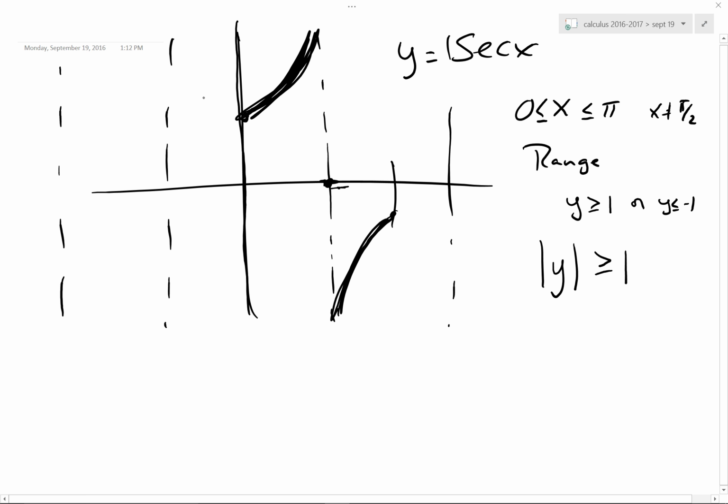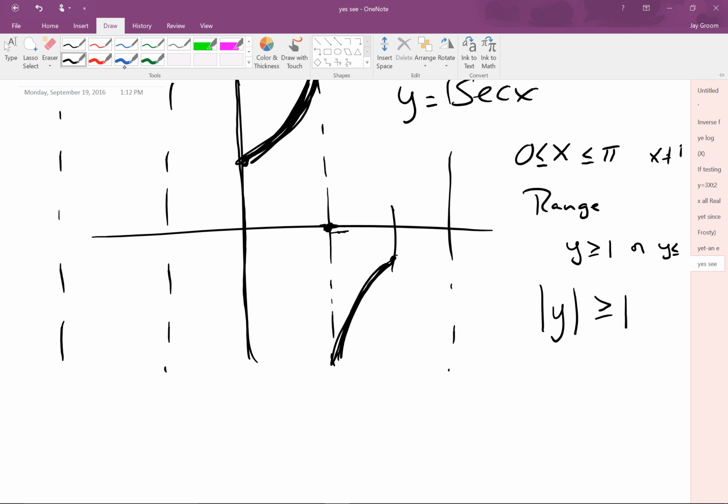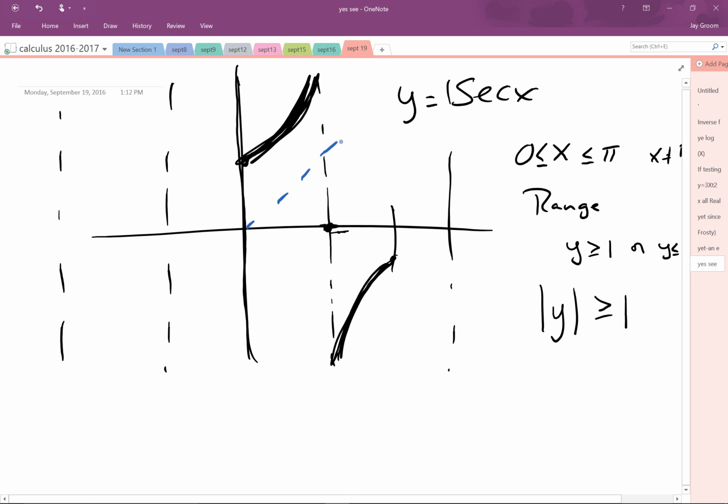What would the inverse of this look like? Let's draw it. I feel like this is pi comma negative 1. And I feel like this is pi over 2. That's a line, pi over 2. Currently it's x equals, yes? In a minute I think it's going to become y equals. And this is the point 0, 1, right?